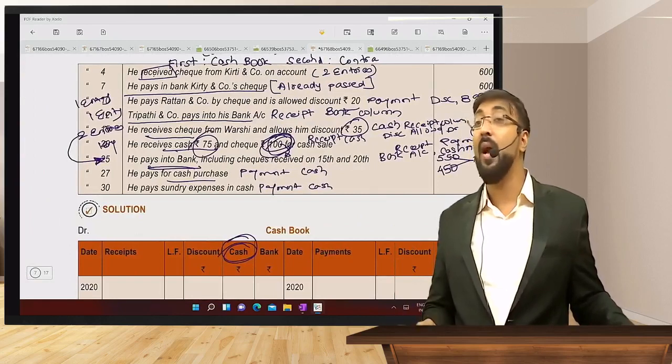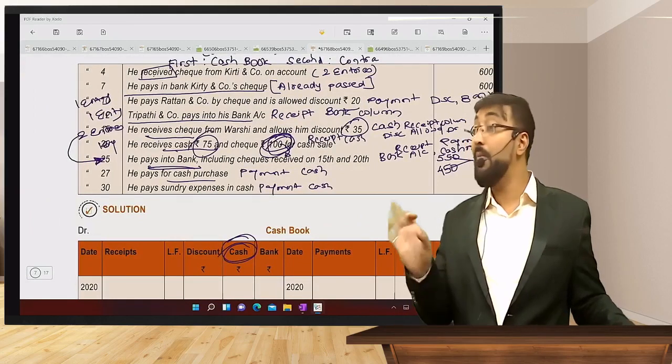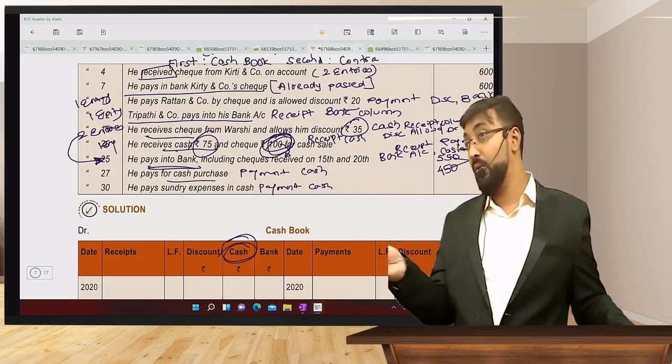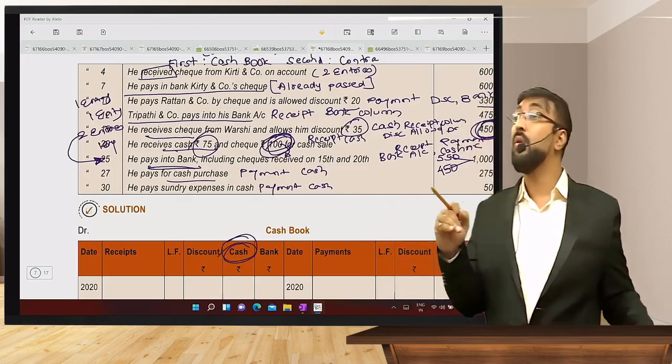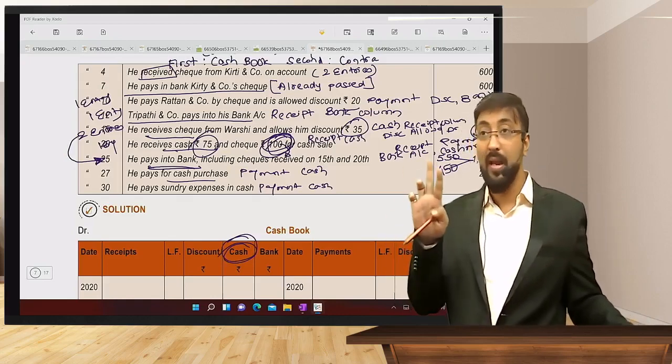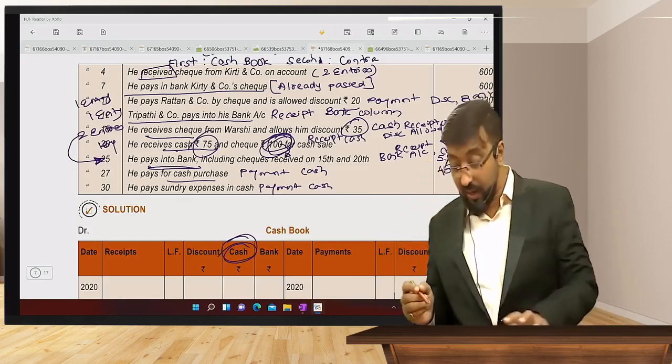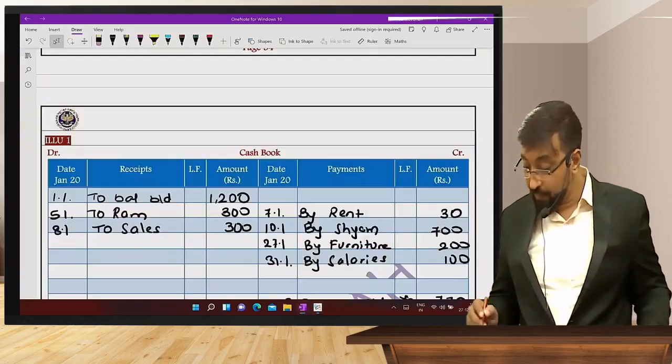Aur baad mein wo cash mein kahan pe dalunga? Haan, abhi main cash nahi dal raha hu, wo check dal raha hu. Par check dal raha hu, phir bhi Akanksha entry kya karenge? Bank account debit to cash. Kyunki cash ko debit diya tha. Actually debit kisko dena chahiye tha? Debit dena chahiye tha apne bank ko.